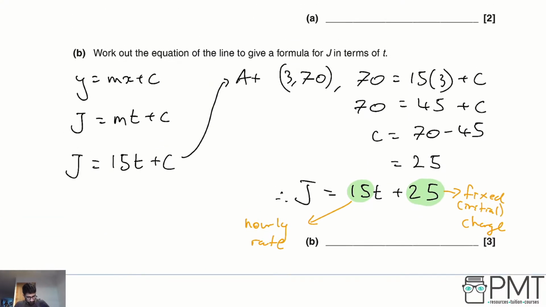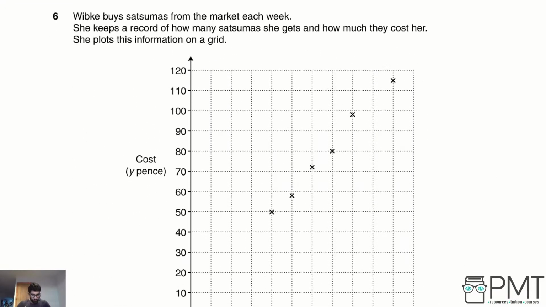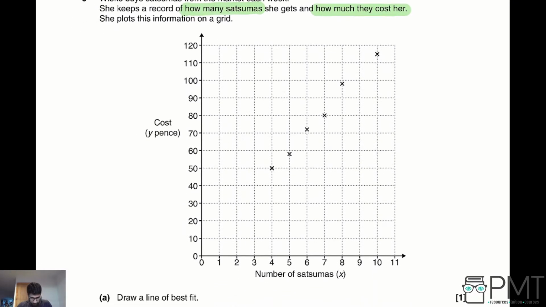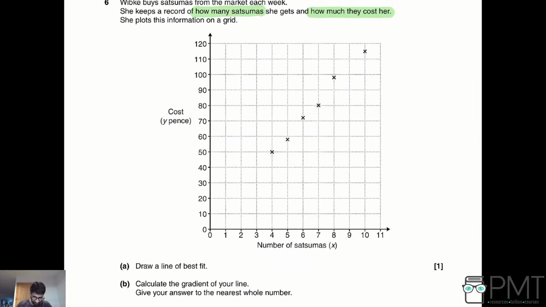Right, let's move on to this one. This is going to be the last question I'm going to do. So we have got a graph of Satsumas from the market, how many Satsumas she's getting, and how much they cost. So these are the two values we have. They are plotted on a grid. We need to draw a line of best fit.